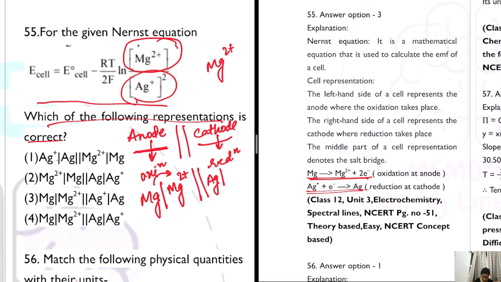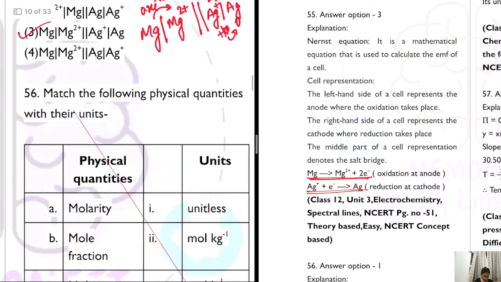So from Ag+ we are getting Ag, from plus 1 we are going to 0. So what is the answer? This is the answer. Let's move to the next question.